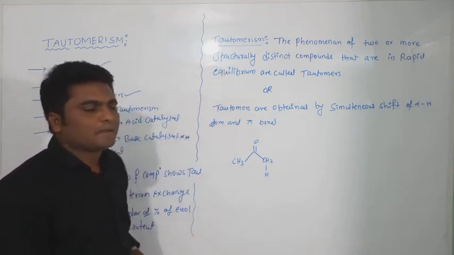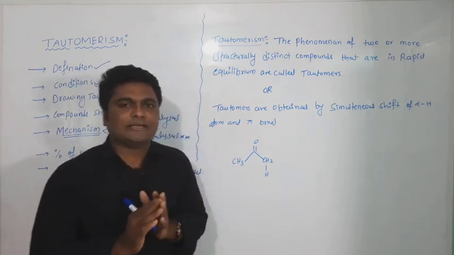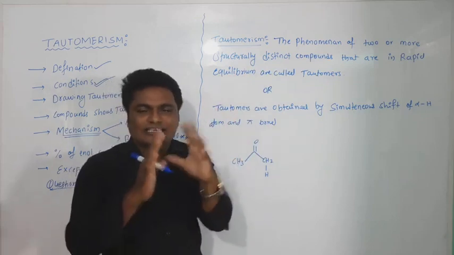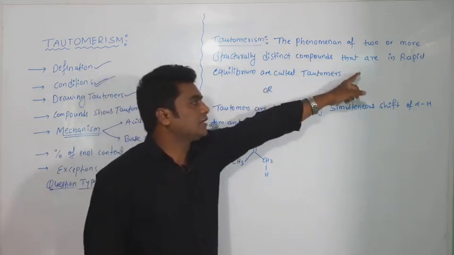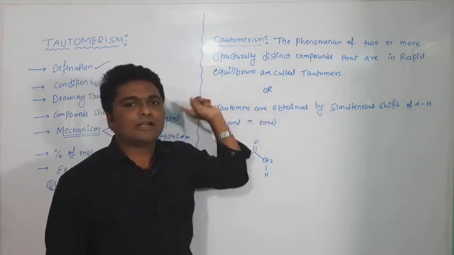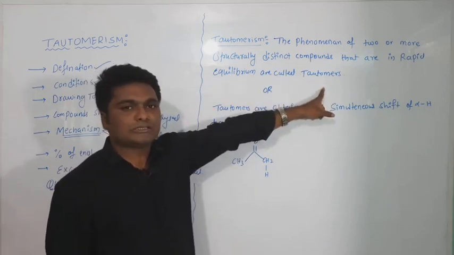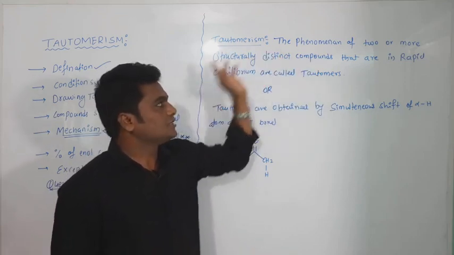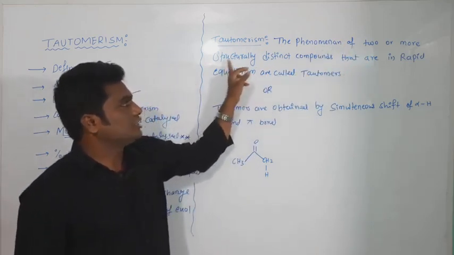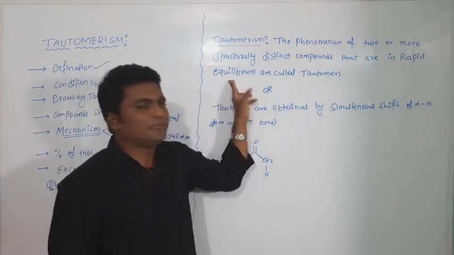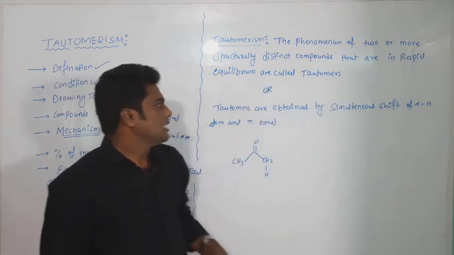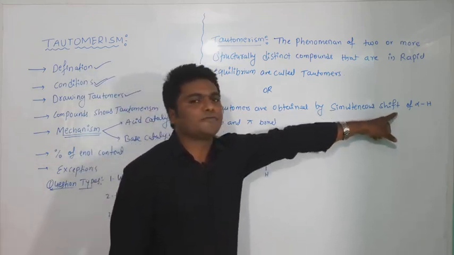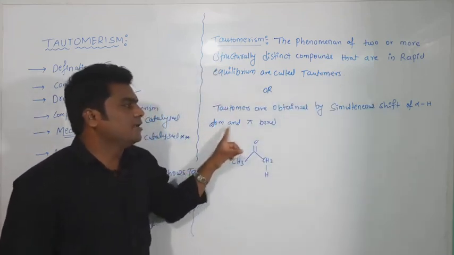What is tautomerism? Let me explain the definition very simply. The phenomenon of two or more structurally distinct compounds that are in rapid equilibrium with each other are called tautomers, and this phenomenon is known as tautomerism. Understood? That is the definition. The tautomers are obtained by simultaneous shift of alpha hydrogen atom and pi bond.